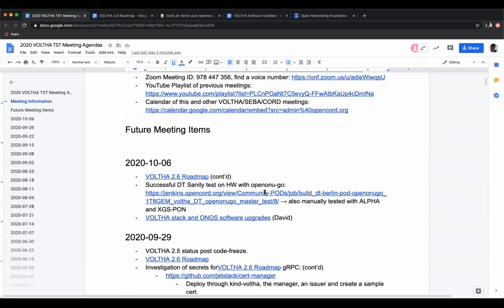Second topic that I wanted to tackle today, before the big one that is the software upgrade, is that, as an update, we have a successful run on the DT workflow of the OpenONU Go adapter on hardware. This is really great news, because one of the targets of 2.6 is actually putting in the Go version of the adapter as the default, instead of the Python version. We discussed it last time, but this was a good successful run we got this morning, and I'm pretty happy about it. And it's a test that you can see.